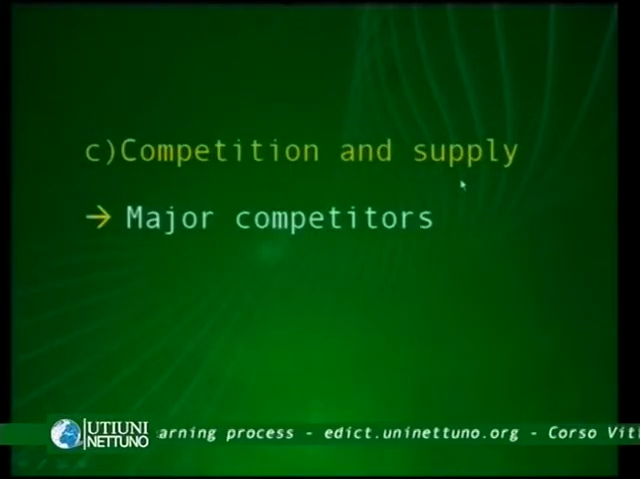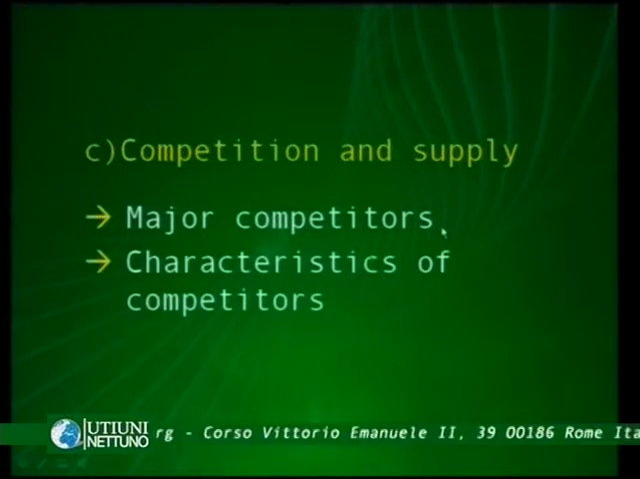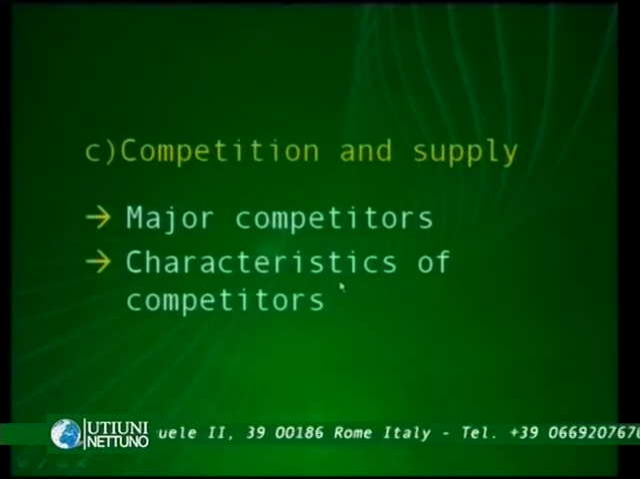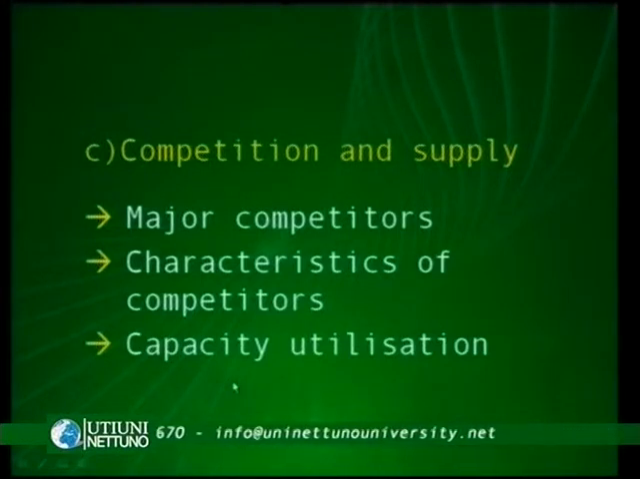The third item related to the information we should gather is about competition and supply, as we've seen. So we focus on major competitors. We should analyze what the specific characteristics of such competitors are: size, strategy, and the segments in which they operate. What is the capacity utilization of such competitors?